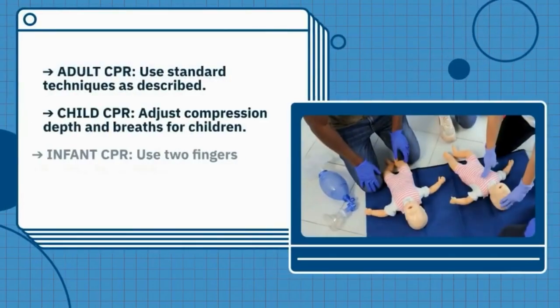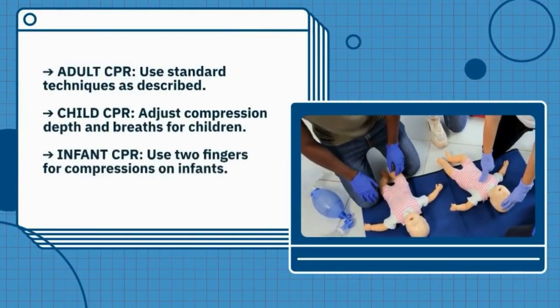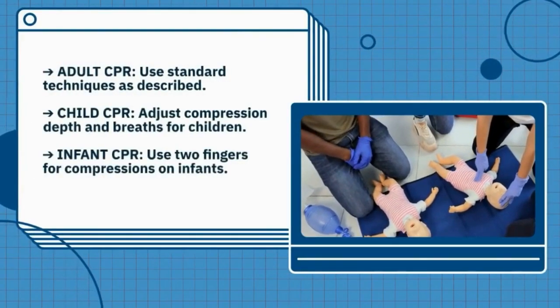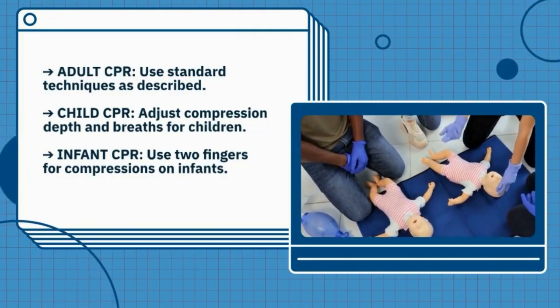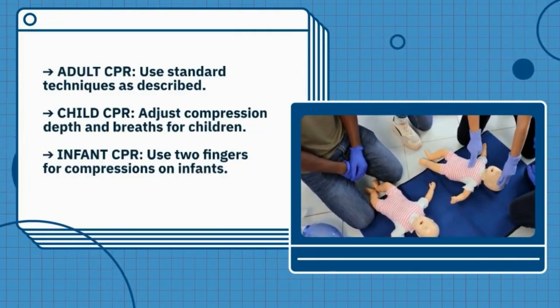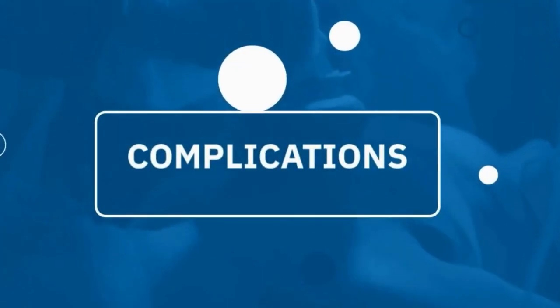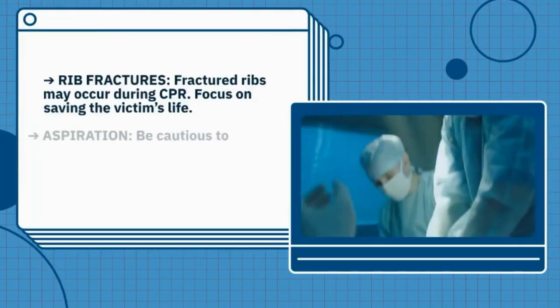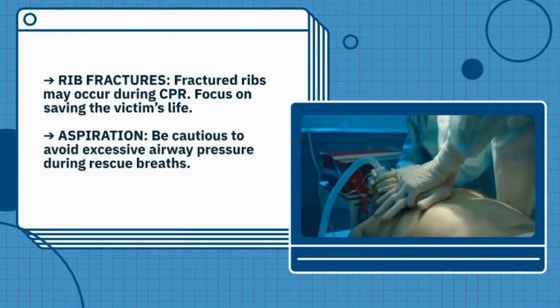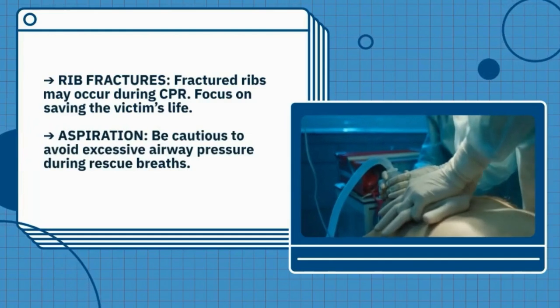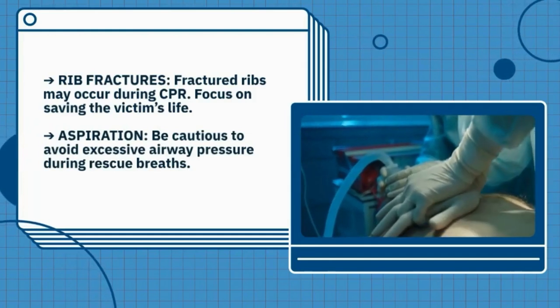Special considerations. Adult CPR. Use standard techniques as described. Child CPR. Adjust compression depth and breaths for children. Infant CPR. Use 2 fingers for compressions on infants. Complications. Rib fractures. Fractured ribs may occur during CPR. Focus on saving the victim's life. Aspiration. Be cautious to avoid excessive airway pressure during rescue breaths.